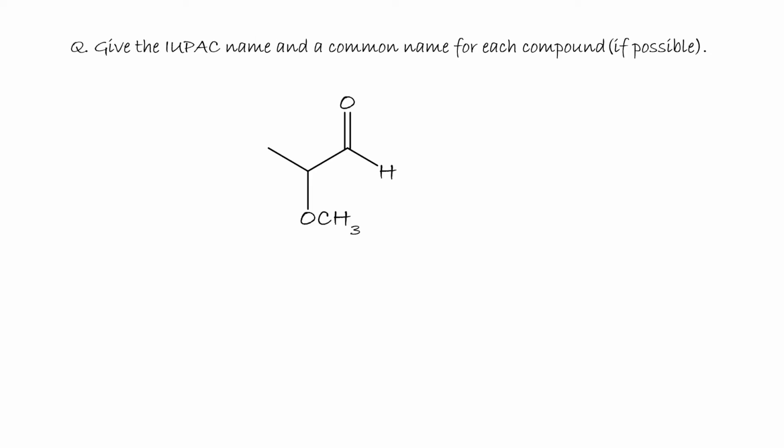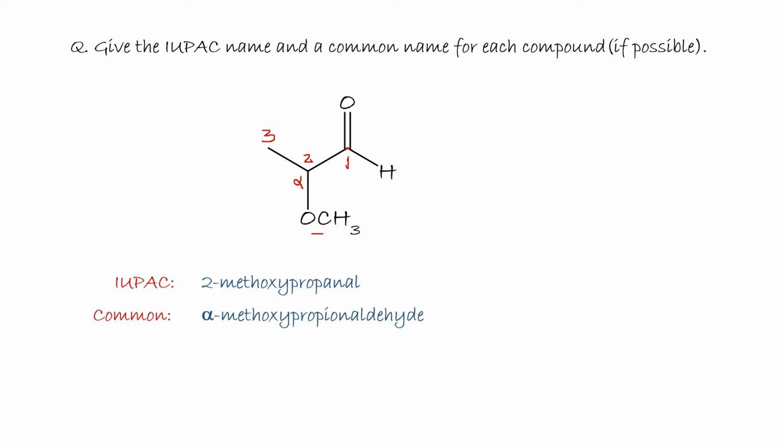Give the IUPAC name and a common name for each compound, if possible. The first compound has 3 carbons, number 1, 2, 3, with aldehyde functionality, so it's propanal. On carbon 2, we have methoxy. So the IUPAC name will be 2-methoxypropanal. Here is alpha. The common name will be alpha-methoxypropionaldehyde.